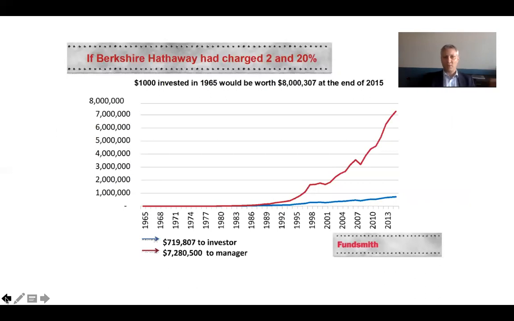If we took Berkshire Hathaway, which is Warren Buffett's investment fund, extremely successful, as everyone well knows, and you invested $1,000 in 1965, it will be worth about 8 million at the end of 2015. So this data is a couple of years out of date, and it's produced by Fundsmith, which is a fund. But the concept holds true. So $1,000, 1965, worth about 8 million at the end of 2015.